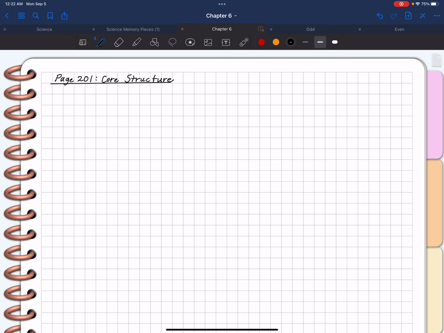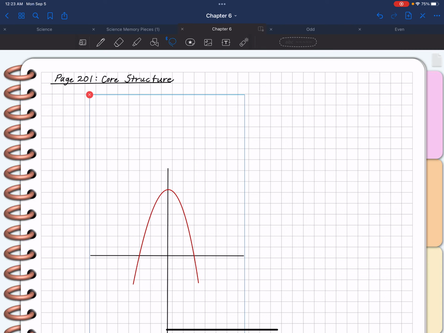This is about making use of structure. You can use the structure of a linear graph to determine general information about key features of linear graphs. For example, a linear graph could be vertical, horizontal, or neither. If the graph is not vertical or horizontal, it will rise from left to right or it will fall from left to right.